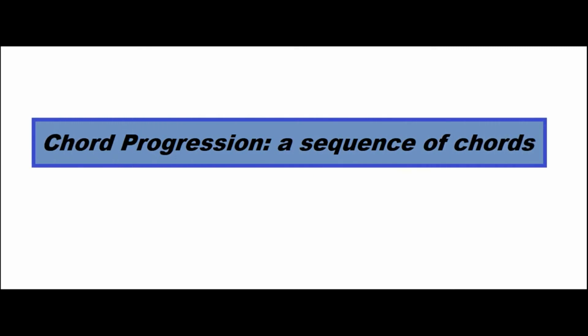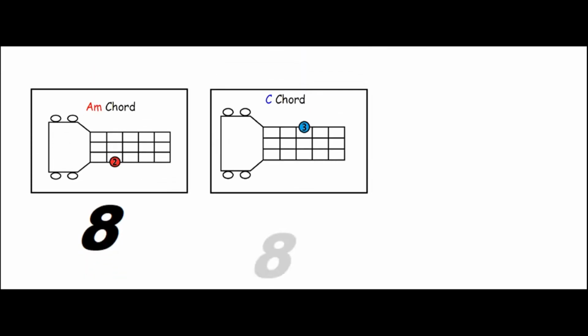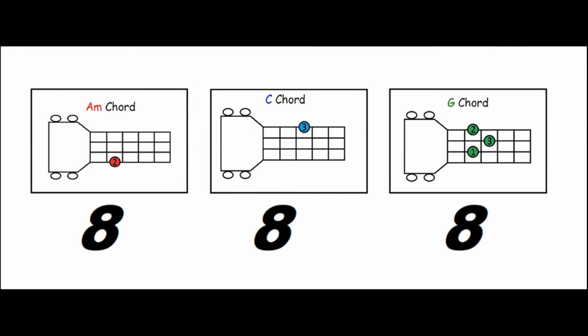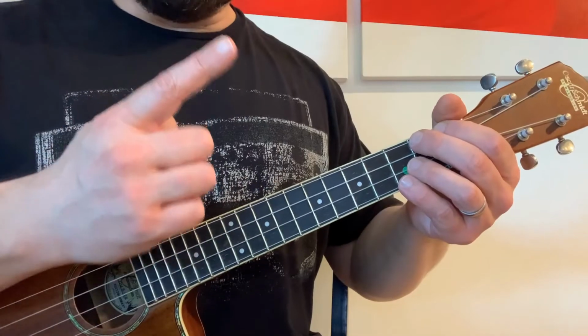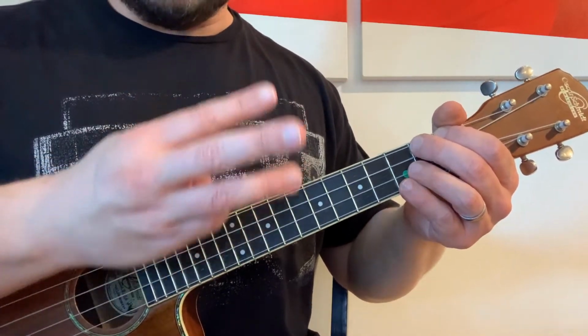And now that we've done this, we're going to create a chord progression, which is just a series of chords. To do this, we're going to strum red A minor 8 times, then blue C major 8 times, and end with green G major 8 times. And we're going to do this without stopping. 1, 2, 3, and.